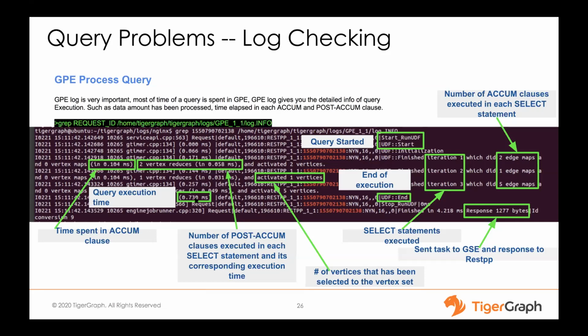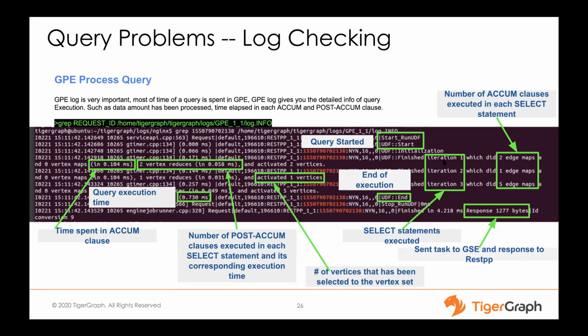Okay, and here, by looking at this keyword UDF, you can see the overall execution time in GPE. So that means this query totally took 0.7 milliseconds. And here is the response size being sent to REST PV server. Okay, so when we want to do tuning of the query, this is the most important log to look at, right?